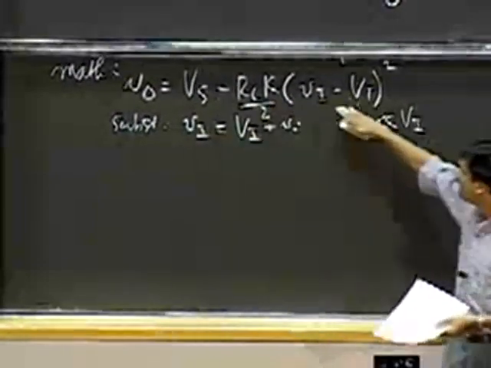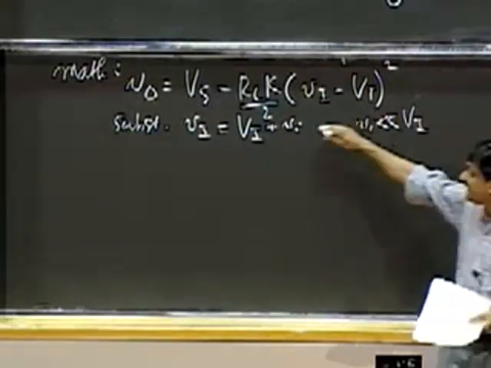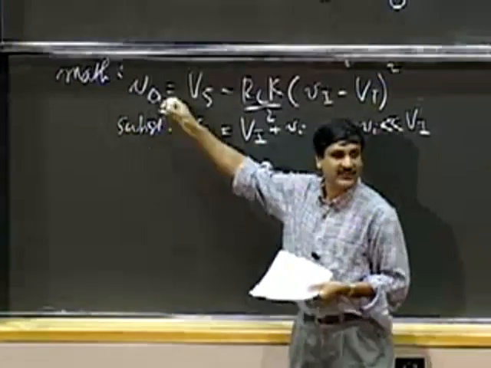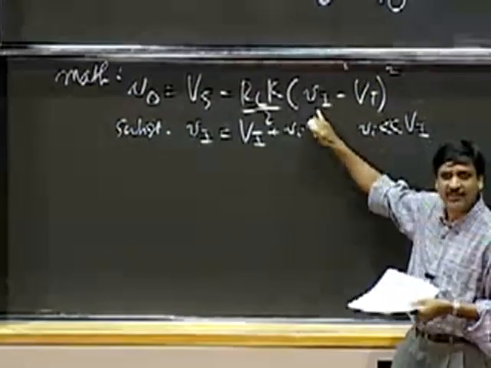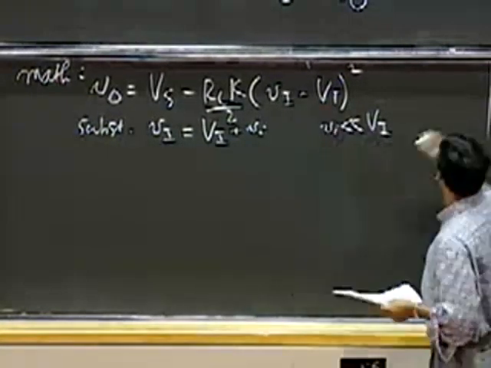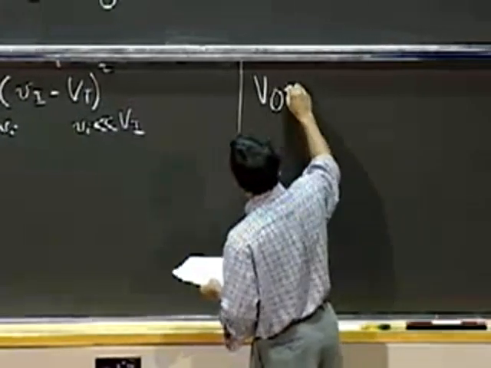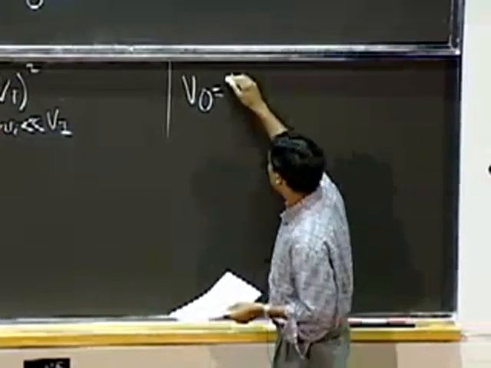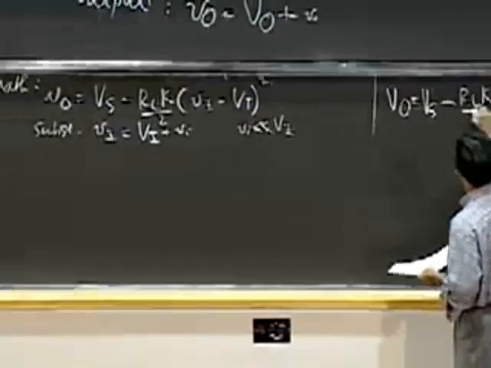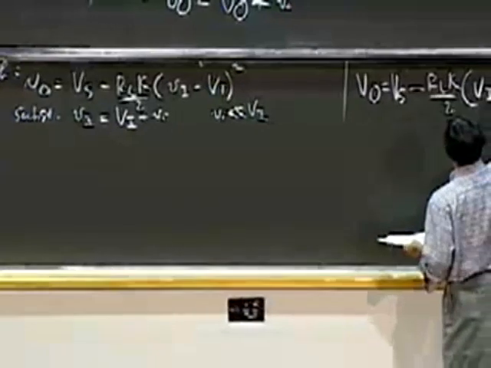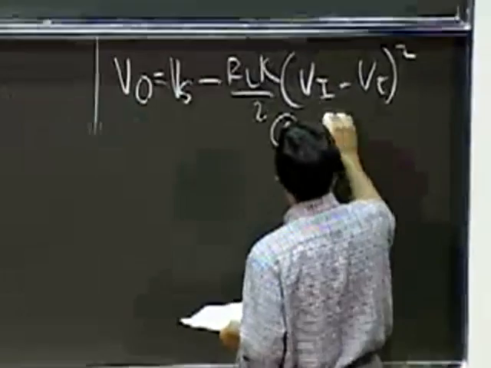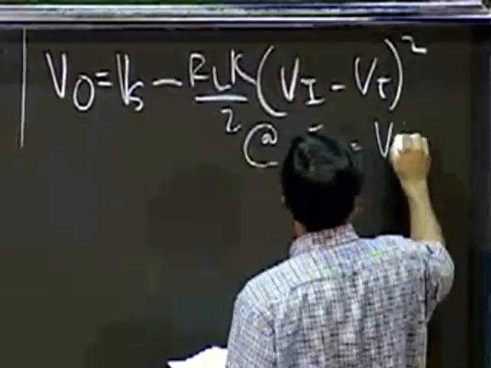Let me write another equation here. This is the total variable. It simply says that if the input is VI, then the output is going to be VO, which means that the operating point input voltage should satisfy this equation. In other words, the operating point output voltage, capital VO, should equal VS minus RL K divided by 2 times (capital VI minus VT) whole squared. This is at VI equals capital VI.